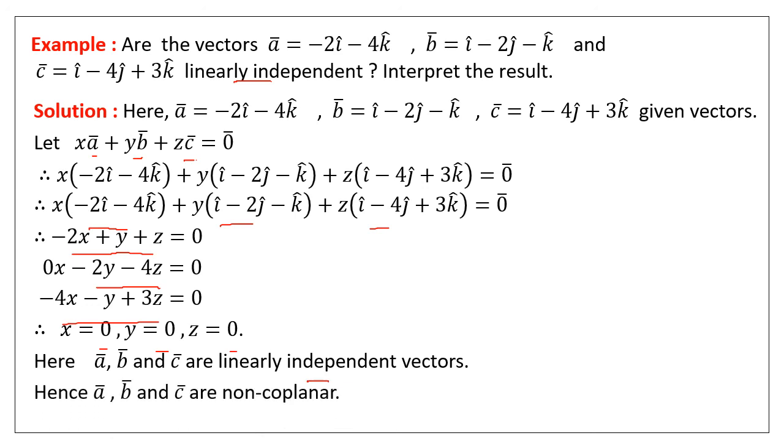And we conclude that a bar, b bar and c bar are non-coplanar. If the vectors are linearly dependent, means we have the vectors coplanar. Now here the vectors are linearly independent. So we have the 3 vectors as non-coplanar vectors.